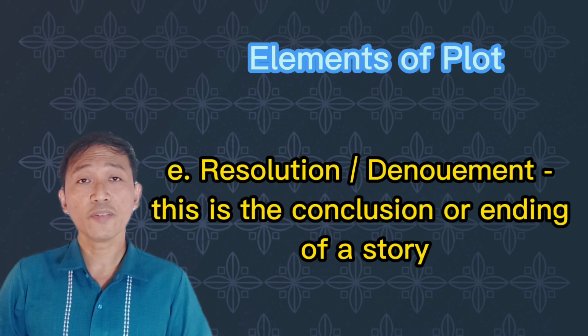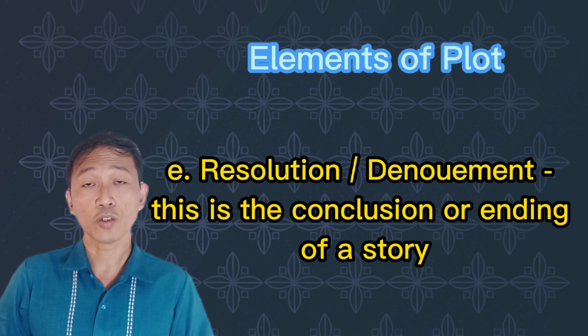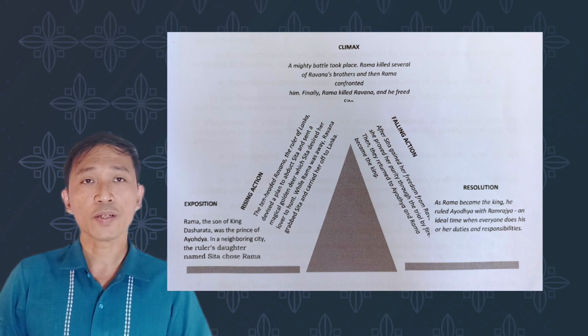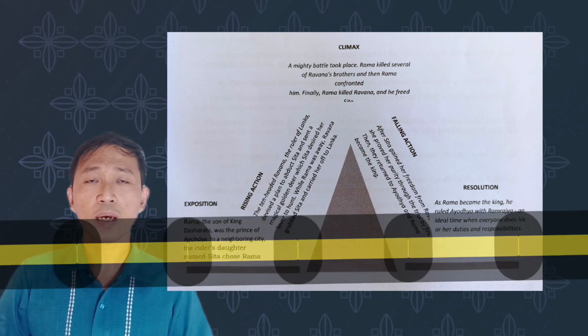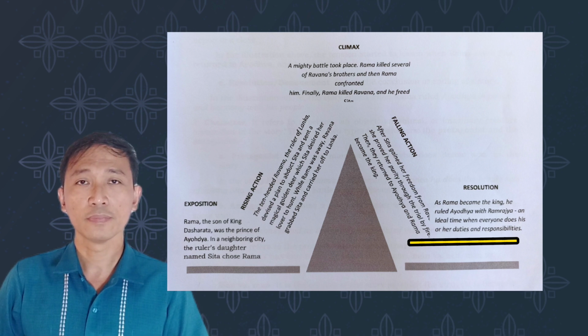And the last element of a plot is the resolution, or denouement. This is the conclusion or ending of a story. In the illustration above, the story ended when Rama ruled Ayodhya in peace and harmony with his people.